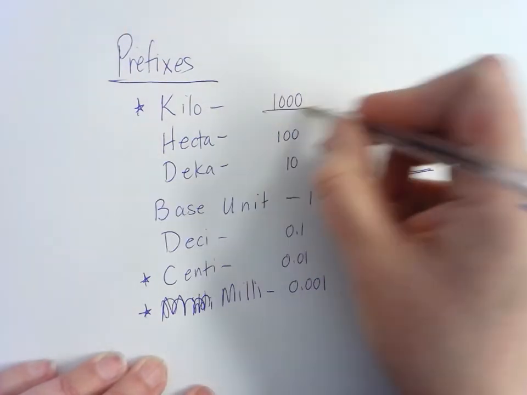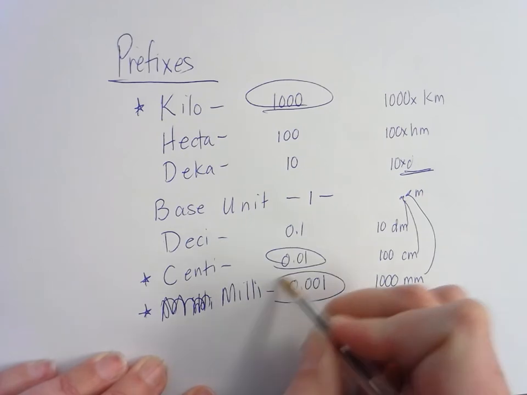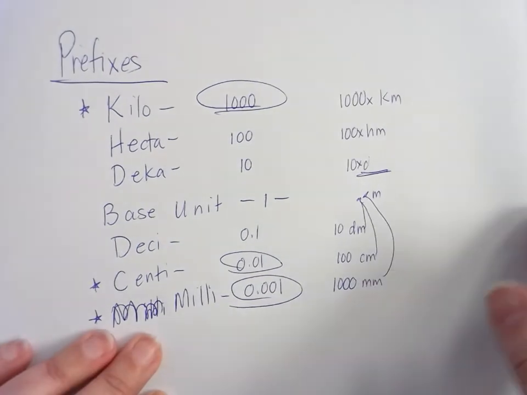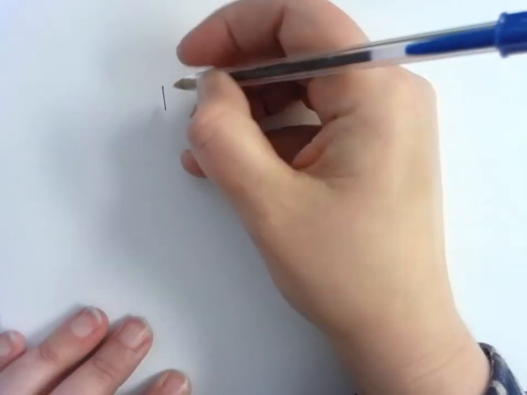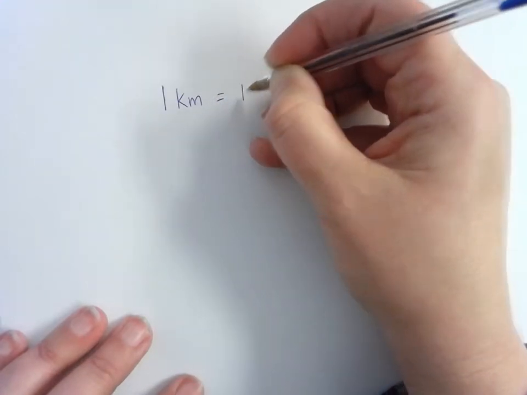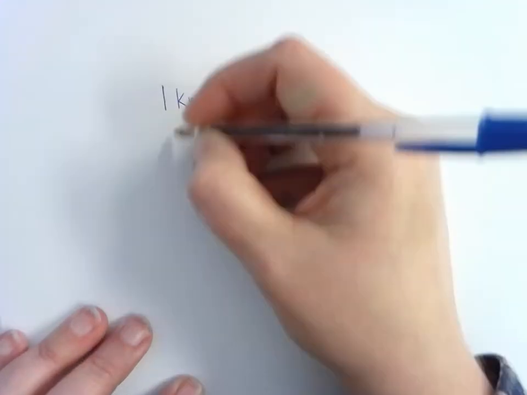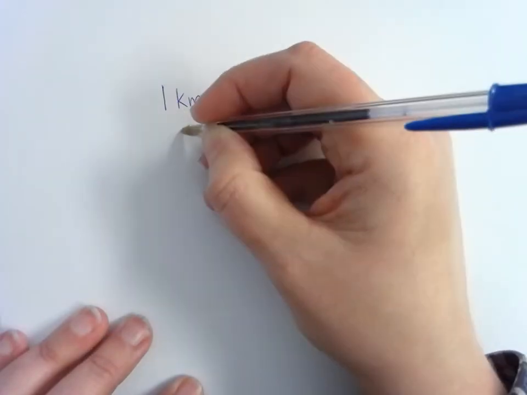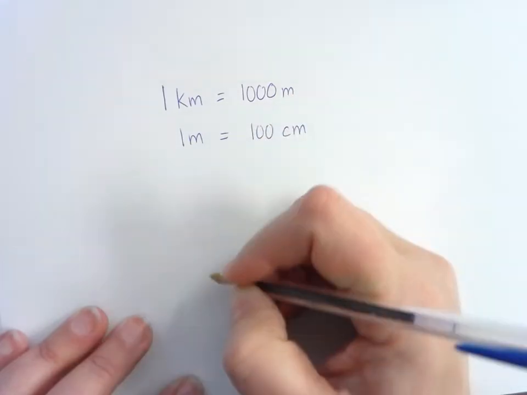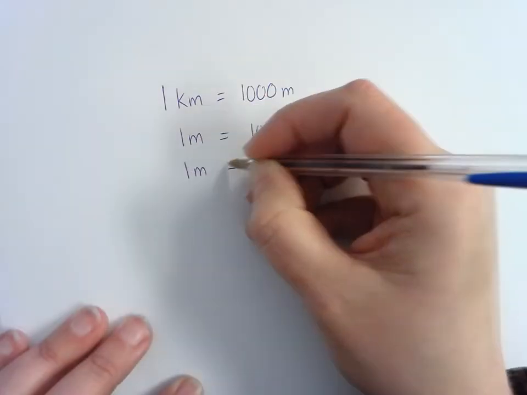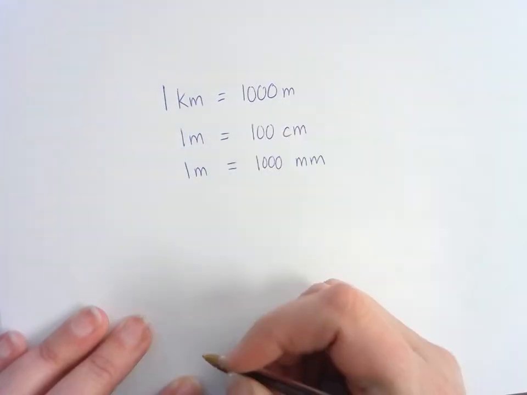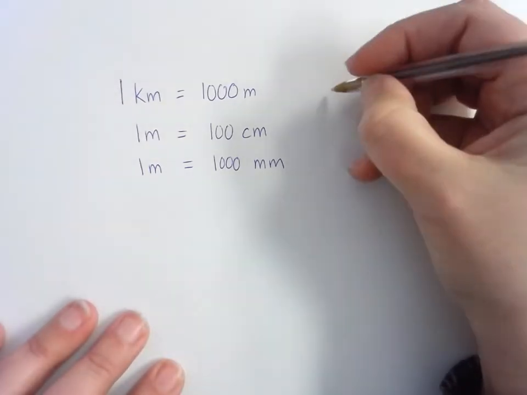You're going to need to know kilo, centi, and milli. You will have them on the test. I will not be giving them to you. The conversion factors are: 1 kilometer equals how many meters? 1,000. 1 meter equals how many centimeters? 100. And 1 meter equals how many millimeters? 1,000. A lot of people seem to have problems with this.